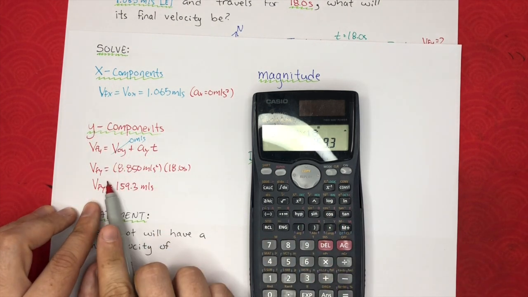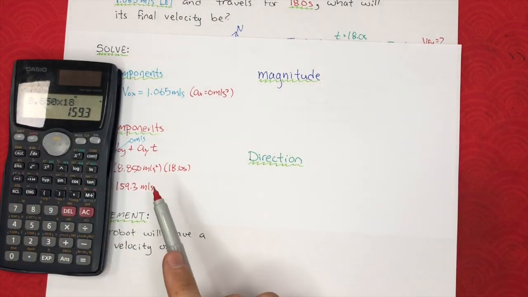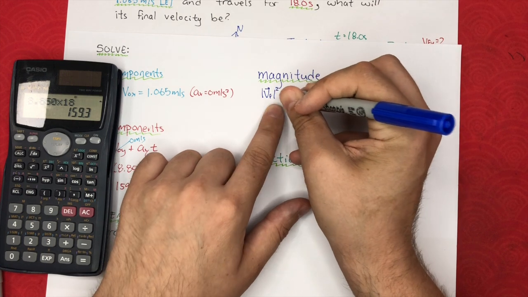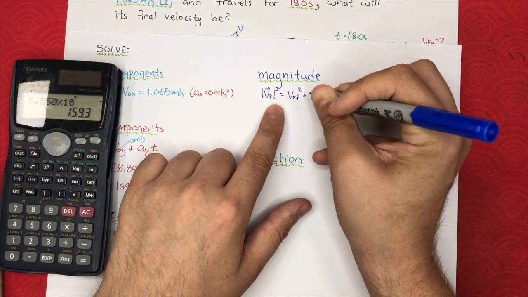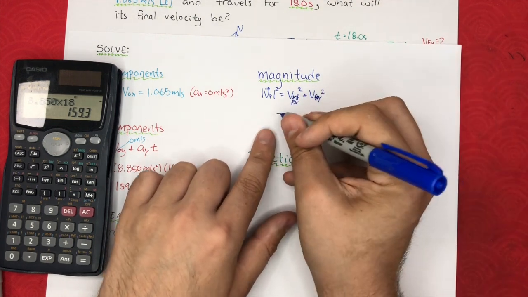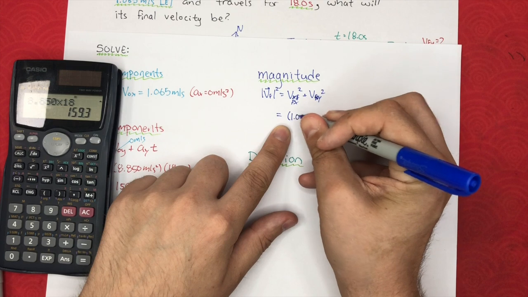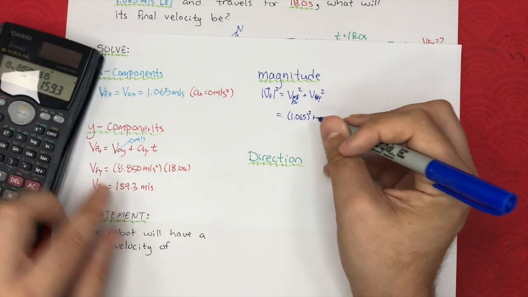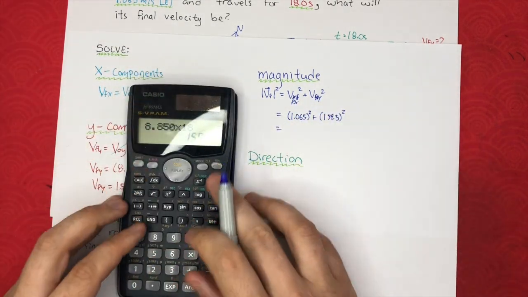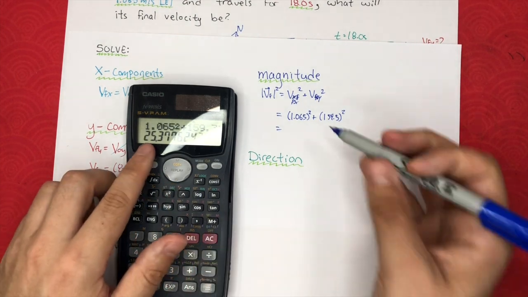Now let's use the x components and the y components to calculate the magnitude of this velocity. How fast is it going in that diagonal direction? Well, if we want to find the magnitude, we need to calculate the square of the x velocities plus the square of the y velocities. So let's put those into our equation right now. We have the x velocity being 1.065 meters per second, and the y velocity was 159.3. Let's run that into the calculator.